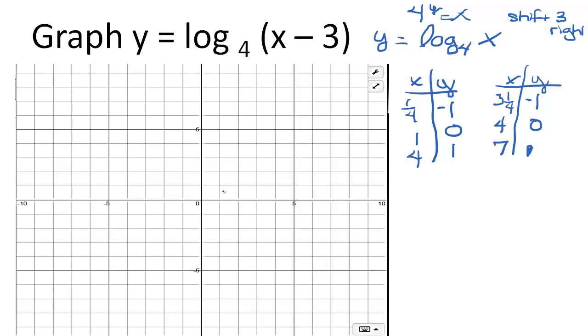So when we plot this out, when x is 3 1/4, y is -1. When x is 4, y is 0. And when x is 7, y is 1.